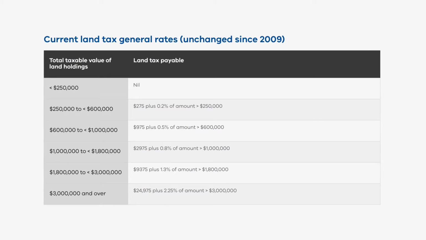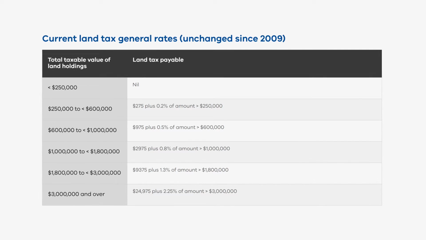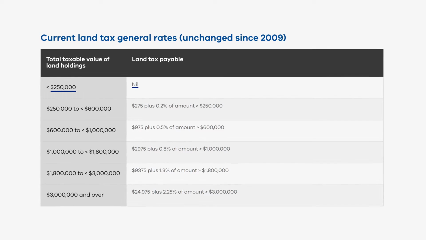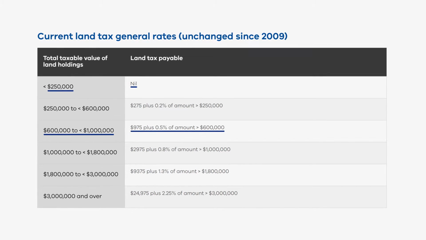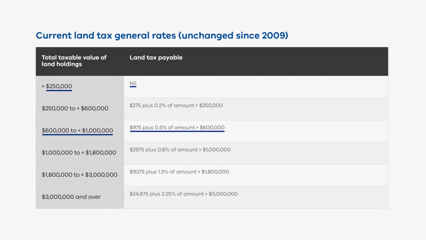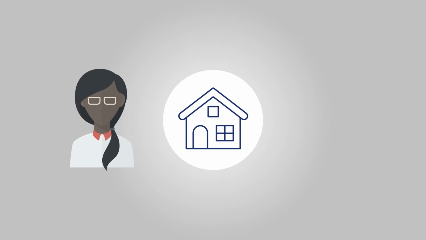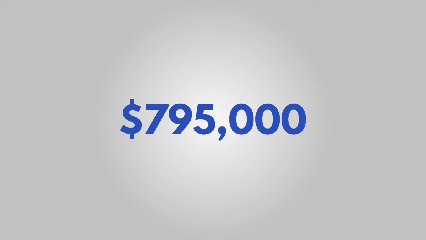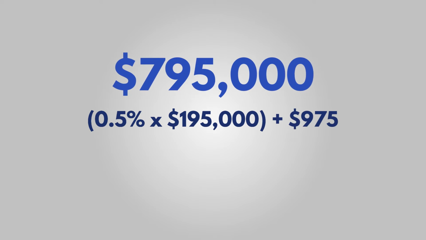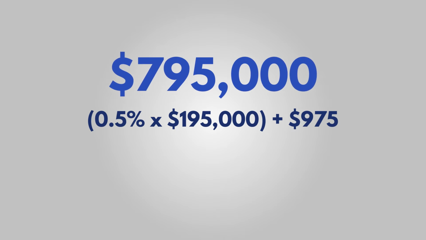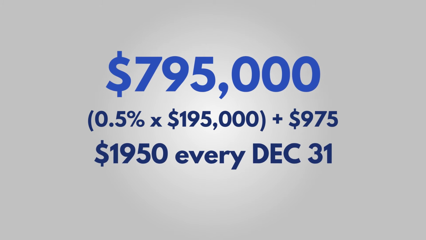The land tax calculation is a little bit different in Victoria. Instead of the set amount with an additional percentage for any value above the threshold, the Victorian government calculates land tax according to the property's taxable value. If you have a look at this table, you'll see that if your property is worth less than $250,000, you won't have to pay any land tax. But if your property value is $600,000 to $1 million, then you'll pay $975 plus 0.5% of the amount more than 600K. So, if Emily purchases a 3-bedroom investment property in Melbourne and it costs her $795,000, then she would have to pay 0.5% on the $195,000, the amount more than 600K, plus $975. On the 31st of December each year, Emily will have to pay a total of $1,950 in land tax.